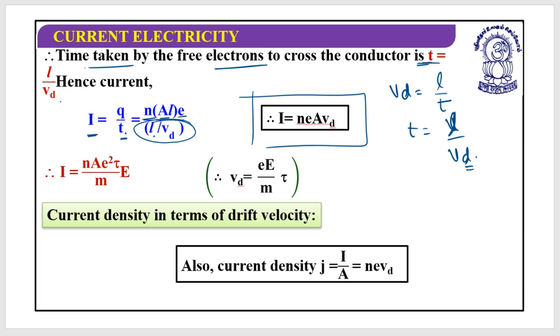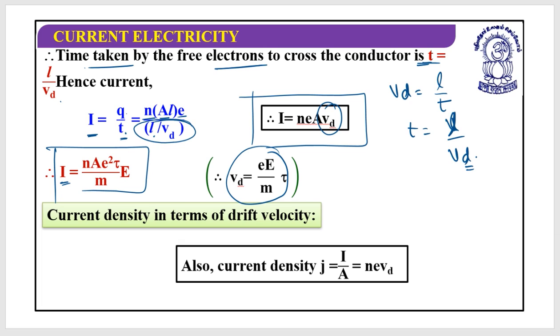Yes, one more thing: if I replace Vd by eE divided by m into tau, I get I equals n e square tau by m into A into E. So this is the current.